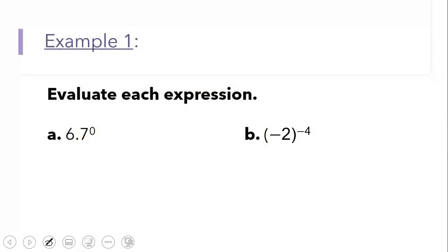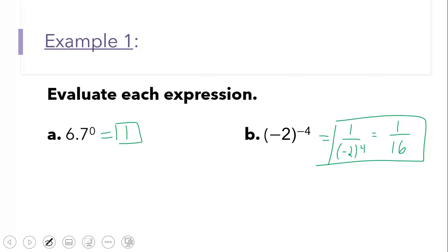So let's take a look at both of these. We have 6.7 to the 0 power and negative 2 raised to the negative fourth power. So 6.7 to the 0 power is just going to be equal to 1. Negative 2 to the negative fourth power: we have a negative exponent that's going to shift down to the bottom. That entire part of negative 2 is being raised to it. So this is really 1 over negative 2 to the fourth power. And if you wanted to, 2 squared is 4, 2 cubed is 8, 2 to the fourth power is 16. Negative 2 to the fourth power is also 16. So this would be equal to 1 over 16 as our answer.